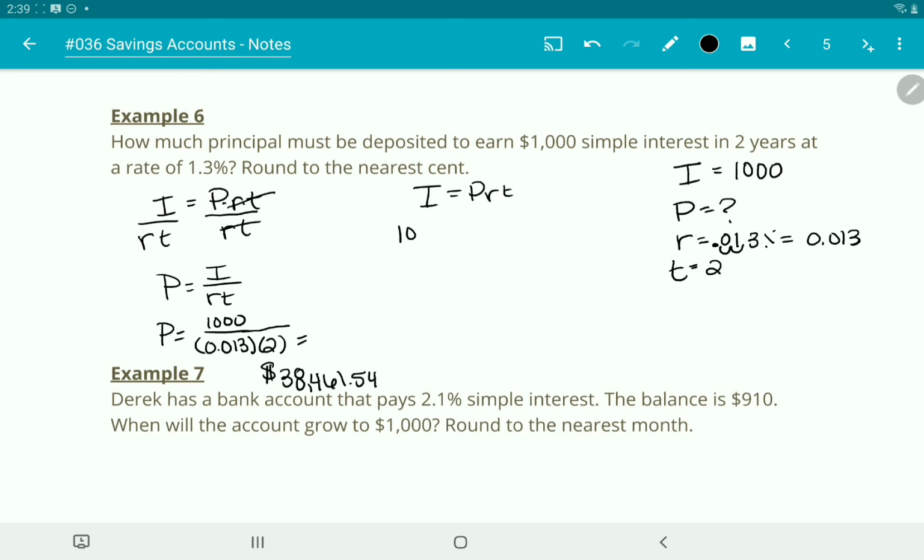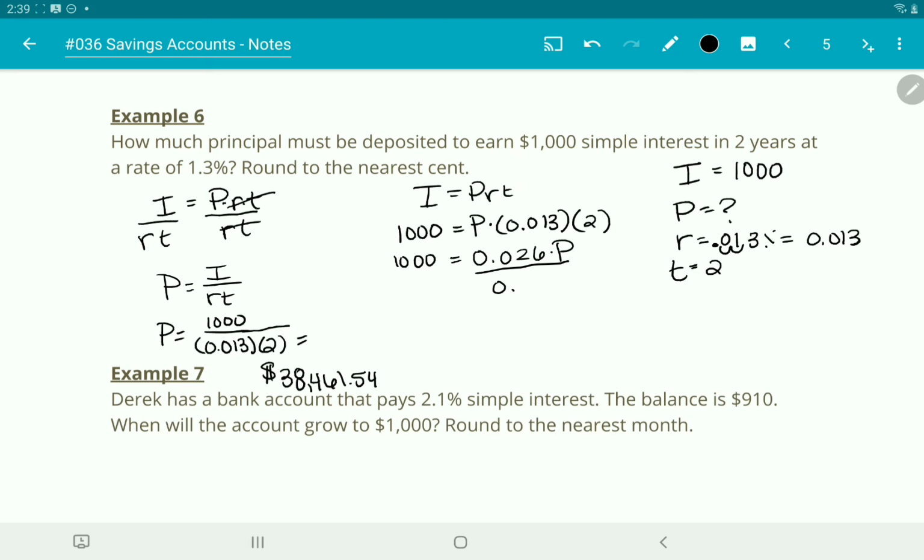Or you can start from the beginning and go ahead and put in the numbers. So I is 1,000. We're looking for P. R is this 0.013, and then time is still 2. From here we can go ahead and multiply the 0.013 times 2, so you get 0.026, and then we still have this times P at the end, and it's still equal to 1,000.